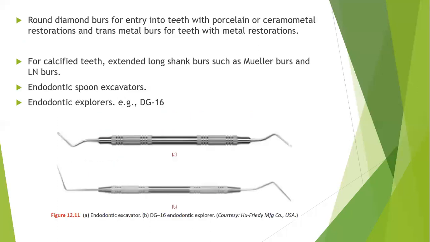Then round diamond burs for entry into teeth with porcelain or metallic restorations. Then for calcified teeth, you can use extended long shank burs such as Mueller burs and LN burs. LN stands for long neck. Then the endodontic spoon excavators, then endodontic explorers such as BG16, CK17, etc.